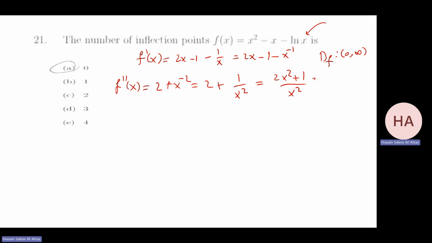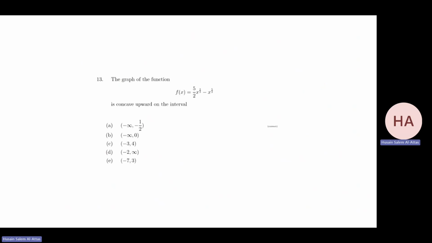You notice this is always positive. So there is no change of concavity at all. So the function is concave up all the way. It means there is no inflection point. Also, if you put it with the number line, this is from 0 to infinity, so this is 0, open. This is always positive. So there is no change of concavity. The graph of this function is concave up in this interval.